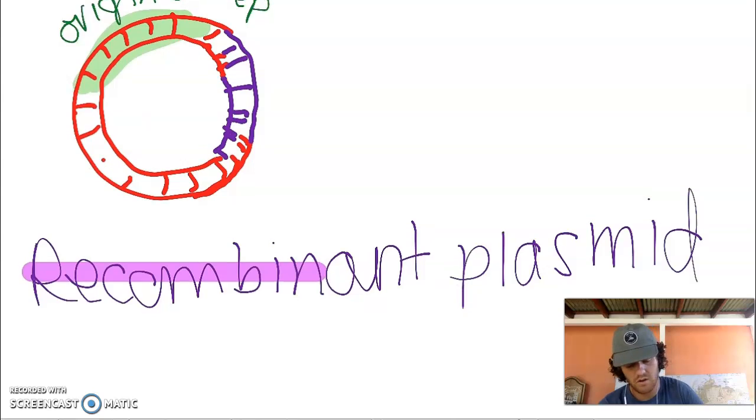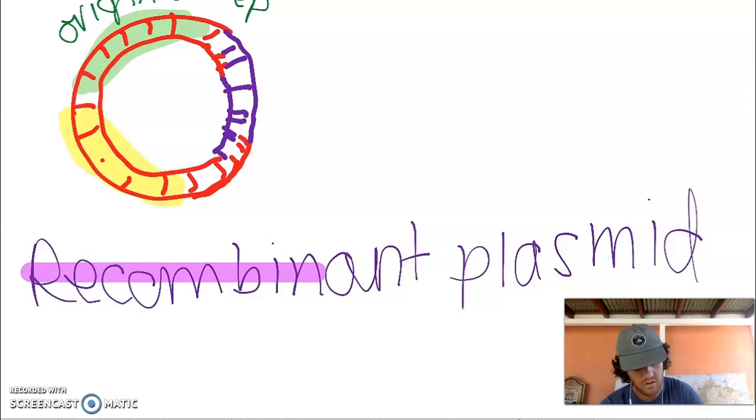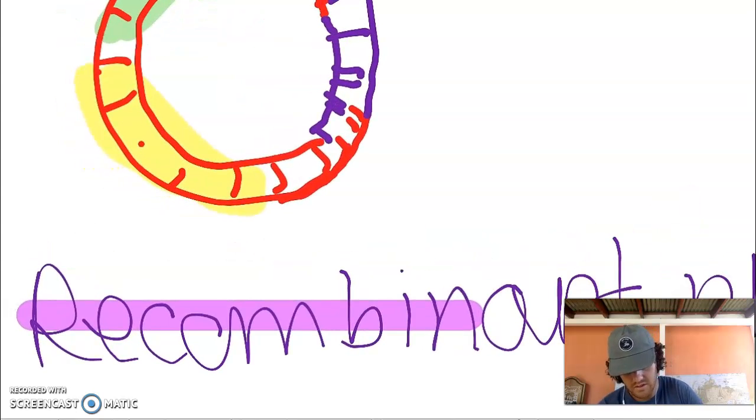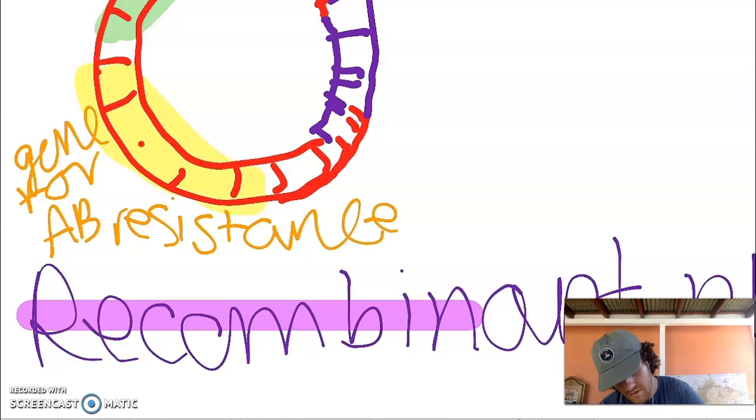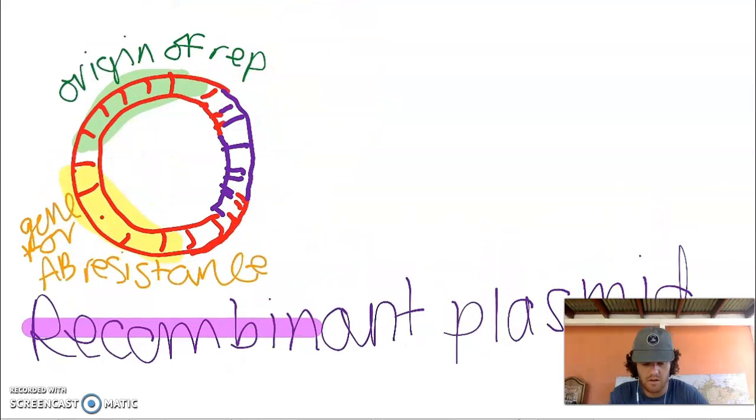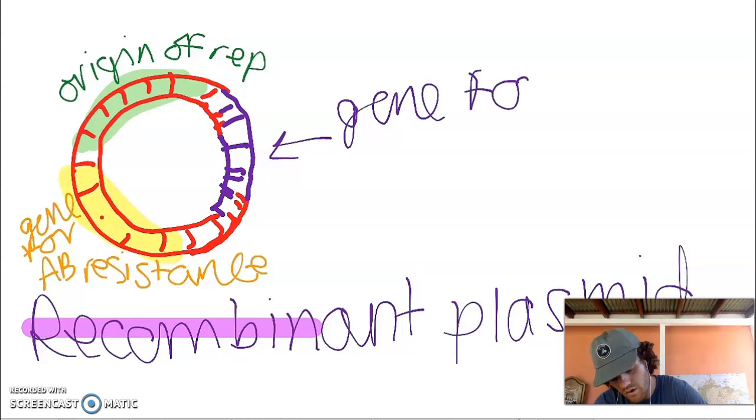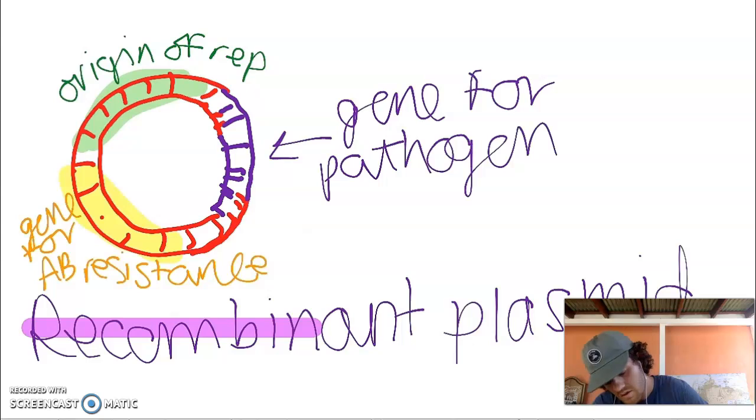That might not mean much to you right now, but it should in a minute, okay? So this plasmid also has a gene on it for antibiotic resistance. So I'm going to say gene for AB resistance. Okay, and now because it is a recombinant plasmid, of course it also now has the gene for pathogen proteins.